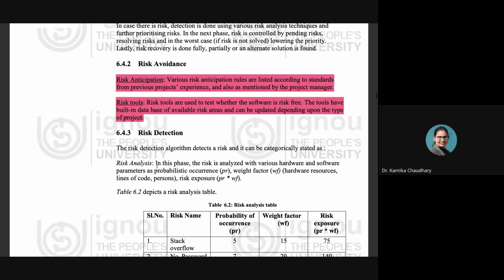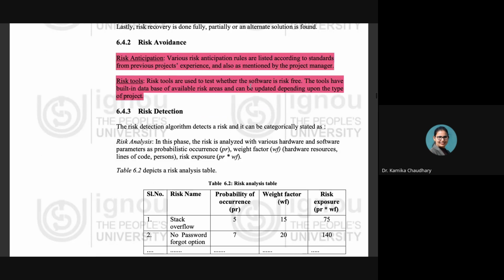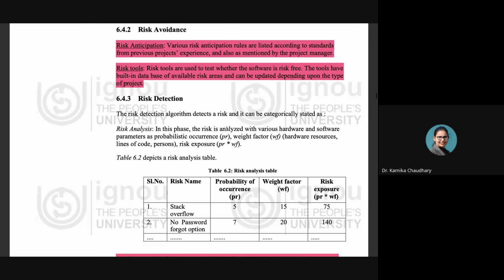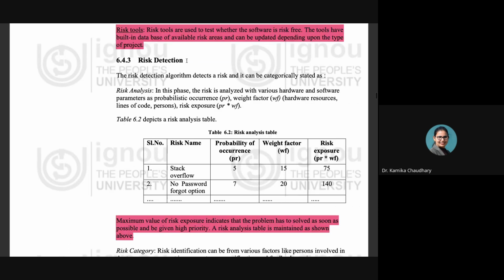Then in the case of the risk tool, they are used to test whether the software is risk free or not. As we have discussed above, as there are estimation tools existing, similarly there are risk tools which are also existing. So the tools have a built-in database of the available risk areas and can be updated depending upon the type of your project. Now, how is the risk detection being performed?